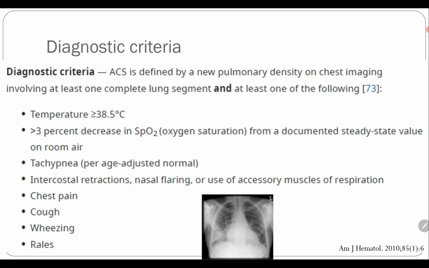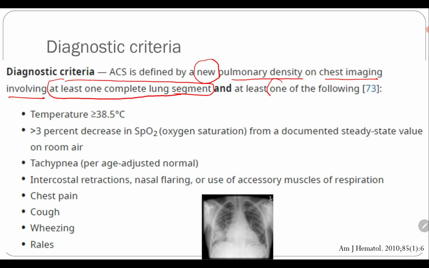The diagnostic criteria to get a diagnosis of acute chest syndrome is defined by a new pulmonary density. Very important, this new has to be there. There will be a new pulmonary density on chest imaging involving at least one complete lung segment and at least one of the following. So very important, these are the key words to remember. They will be the diagnostic criteria.